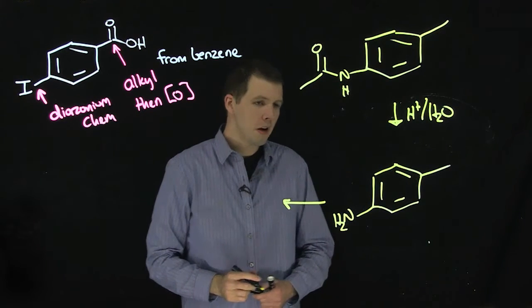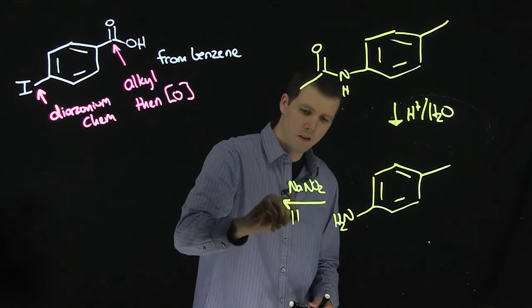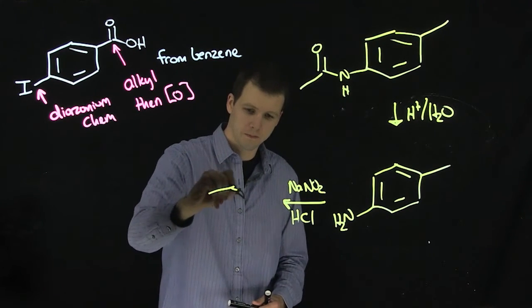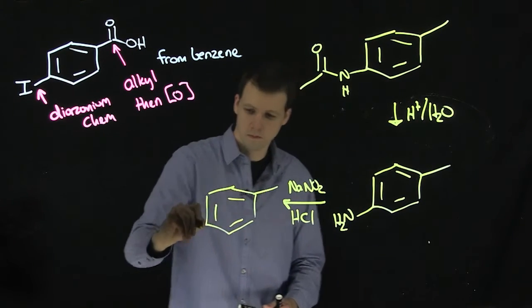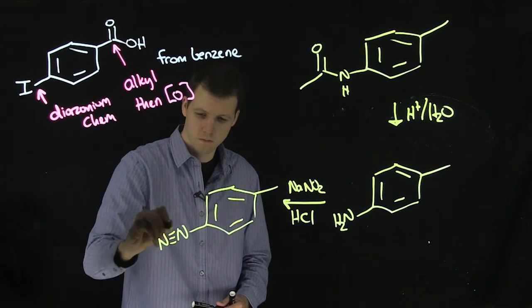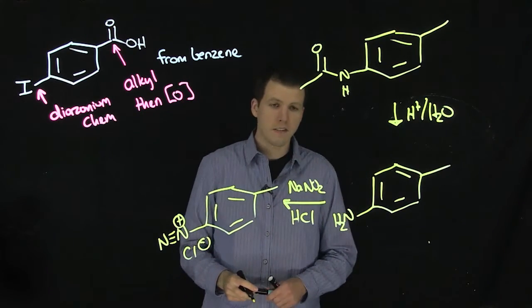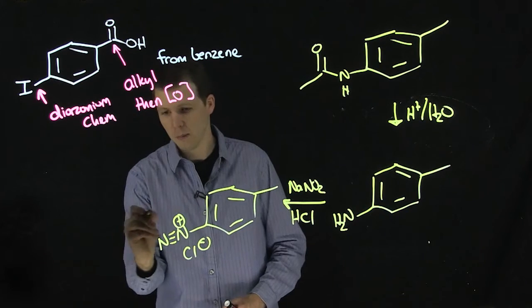Now we'll convert this amine to the diazonium ion, NaNO2, an acid. And then this diazonium ion, we can convert that to the iodide with potassium iodide.